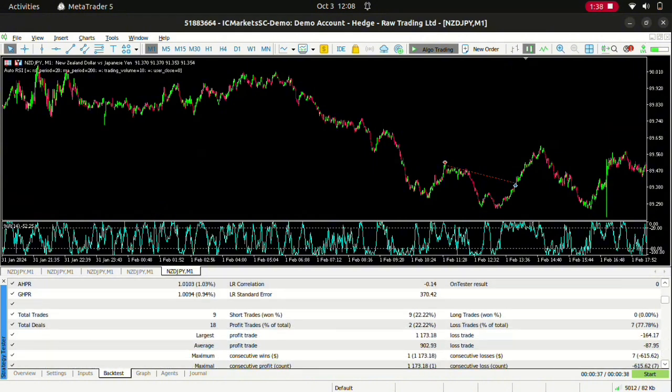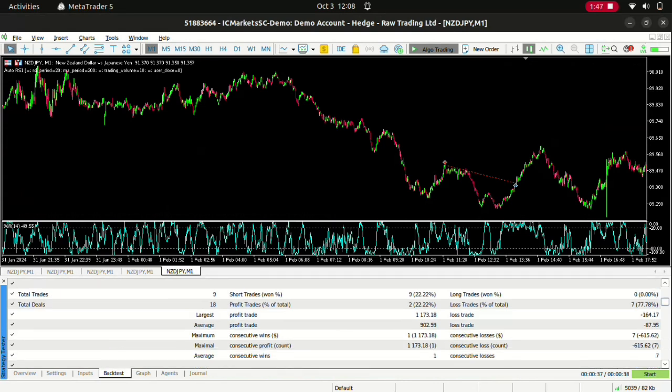Short trades won 22%. The average profit was $900. The average loss was $87. These are pretty good stats.